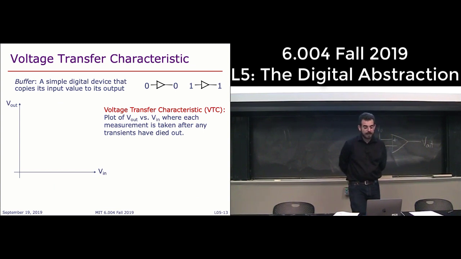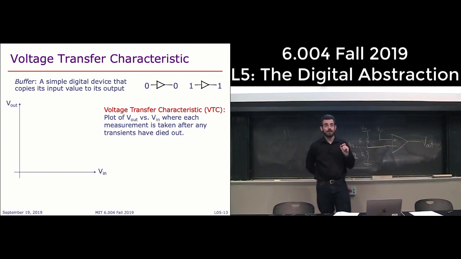But just at a high level, we're going to see why you need these active devices by looking at what we call the voltage transfer characteristic, or VTC. To show what the VTC is, let me first describe perhaps the simplest digital device, which we call a buffer. A buffer, which is represented with this triangle over here, just copies its input value to its output. It copies a digital input to a digital output.